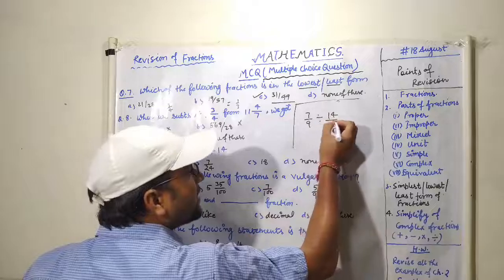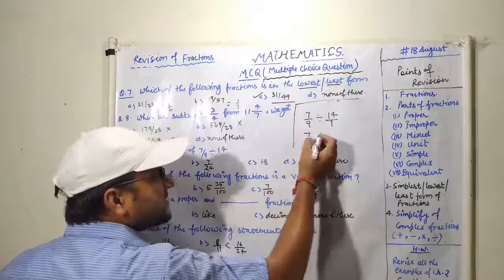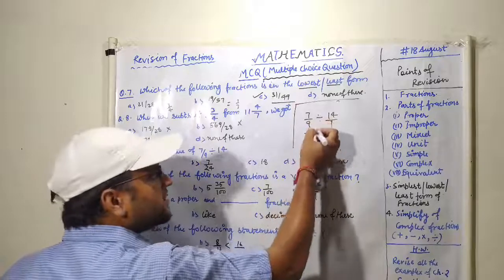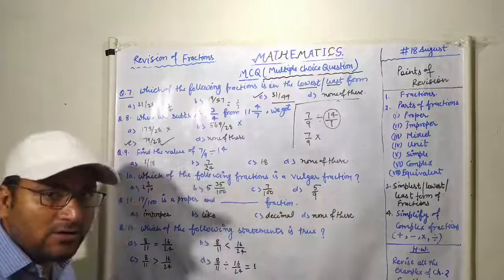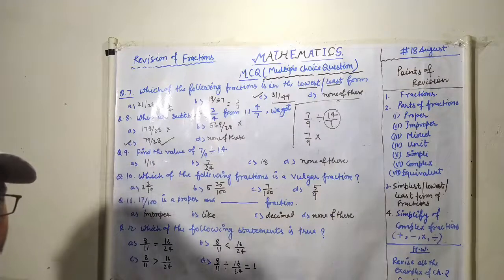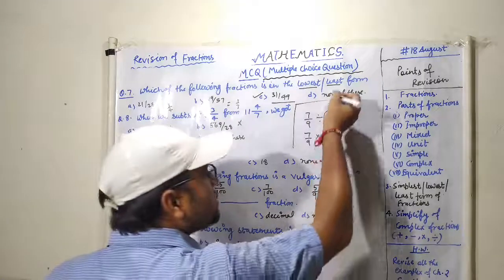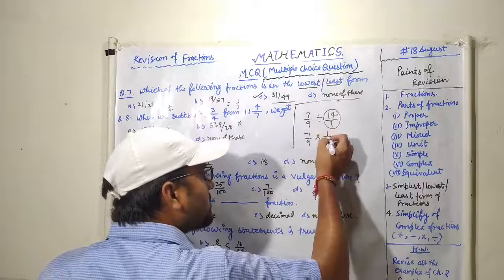So you will write this 14 upon 1. Okay. So 7 upon 9 as it is. First fraction is as it is. Change this division into multiplication. This term changes into its reciprocal. It means that the product of a number and its reciprocal is always 1. So change it into a reciprocal. This denominator goes to the numerator, 1 upon 14.